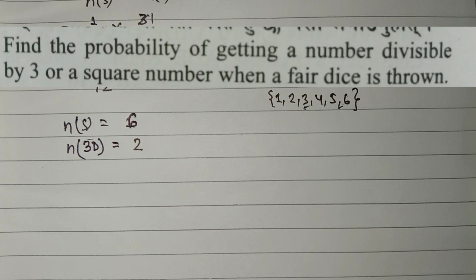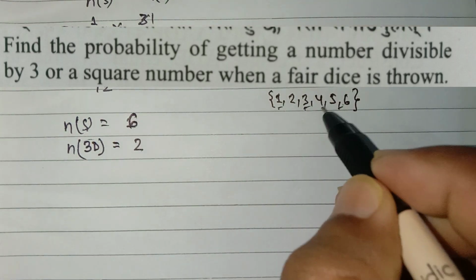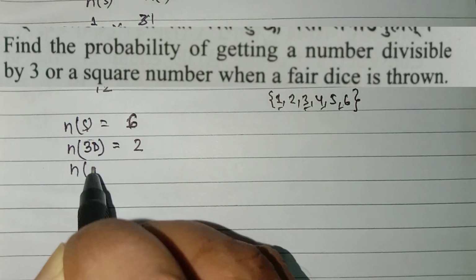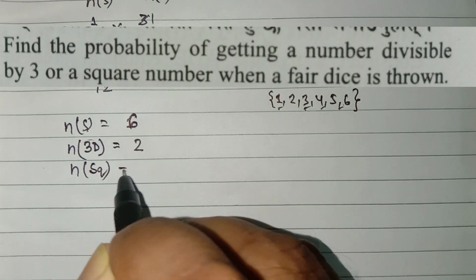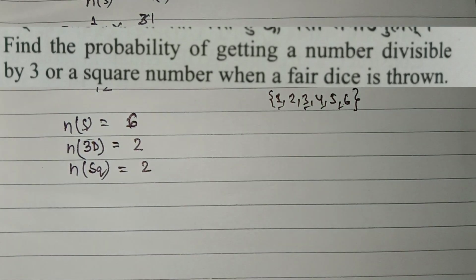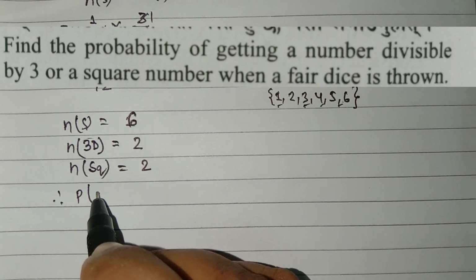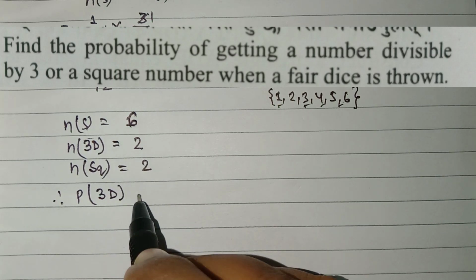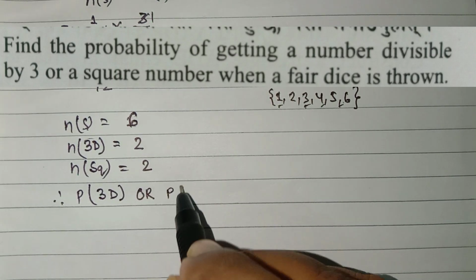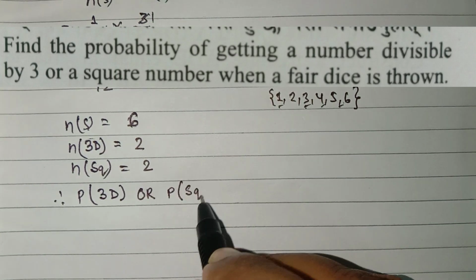And another is the square number. Square numbers are 1 and 4, they are also 2, so the number of square numbers is also 2. And the question is, find the probability of getting a number divisible by 3 or a square number when a fair dice is thrown. So we have to find the probability of a number divisible by 3 or the probability of square numbers.